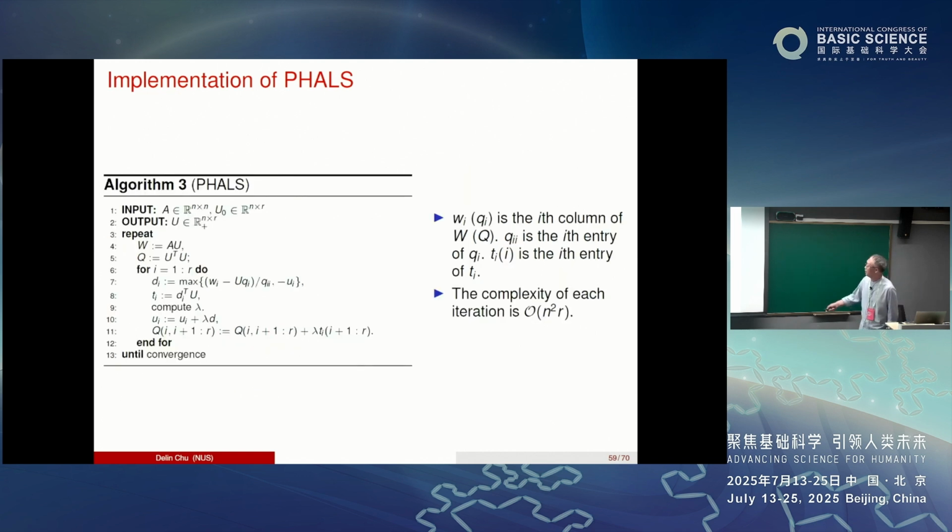Then we have this method, which we call the PHAS method. Now the computation cost of each iteration is about big O of n squared times r. Now we also ask whether we can reduce the computation cost of each iteration further. Well, we cannot.